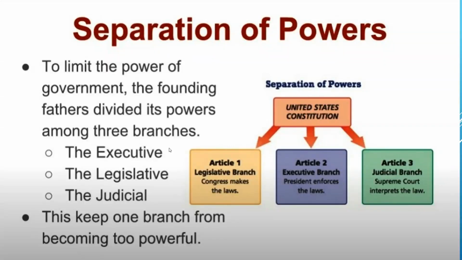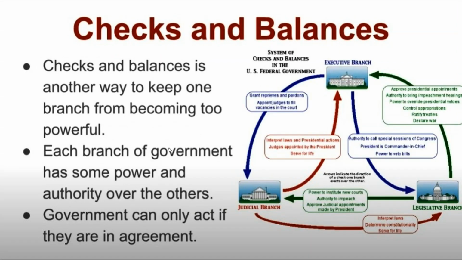Now, the separation of powers, which we've already discussed, this was Montesquieu's idea for weakening the power of government. In our system, we divided our government into three branches. We do that with our three articles. We have an executive branch, we have a legislative branch, and we have a judicial branch. With their powers divided up in this way, no one branch can become so powerful that they dominate our government. Well, that is probably in theory anyway.